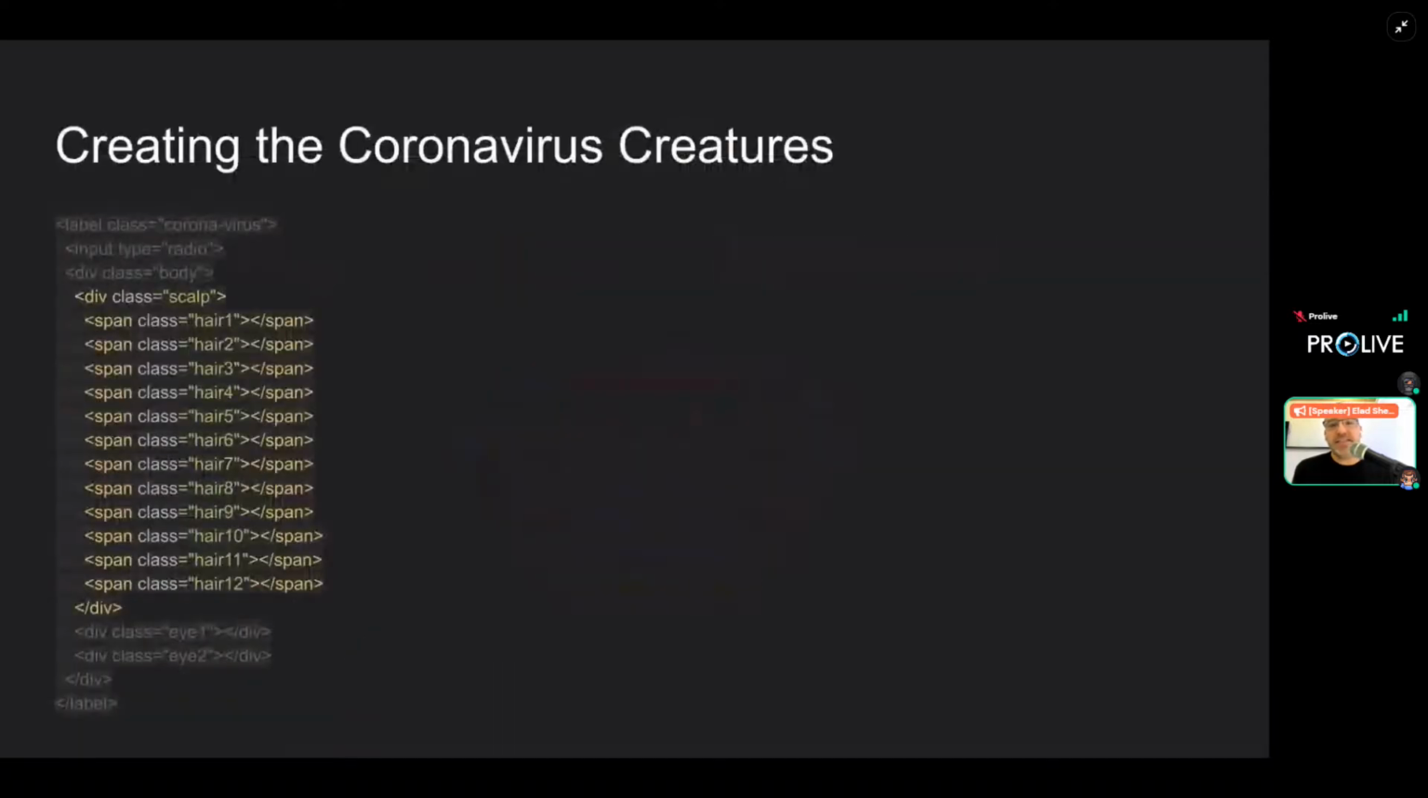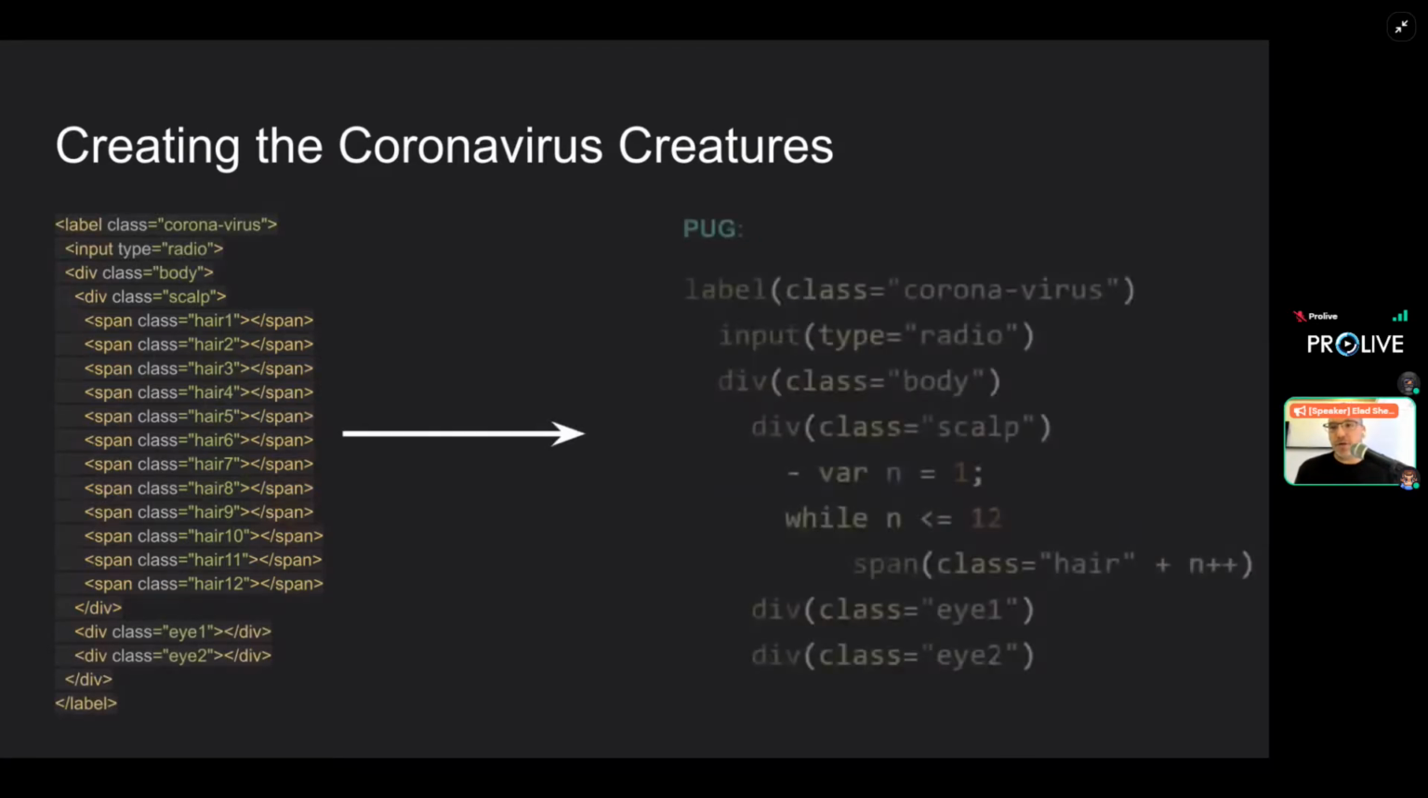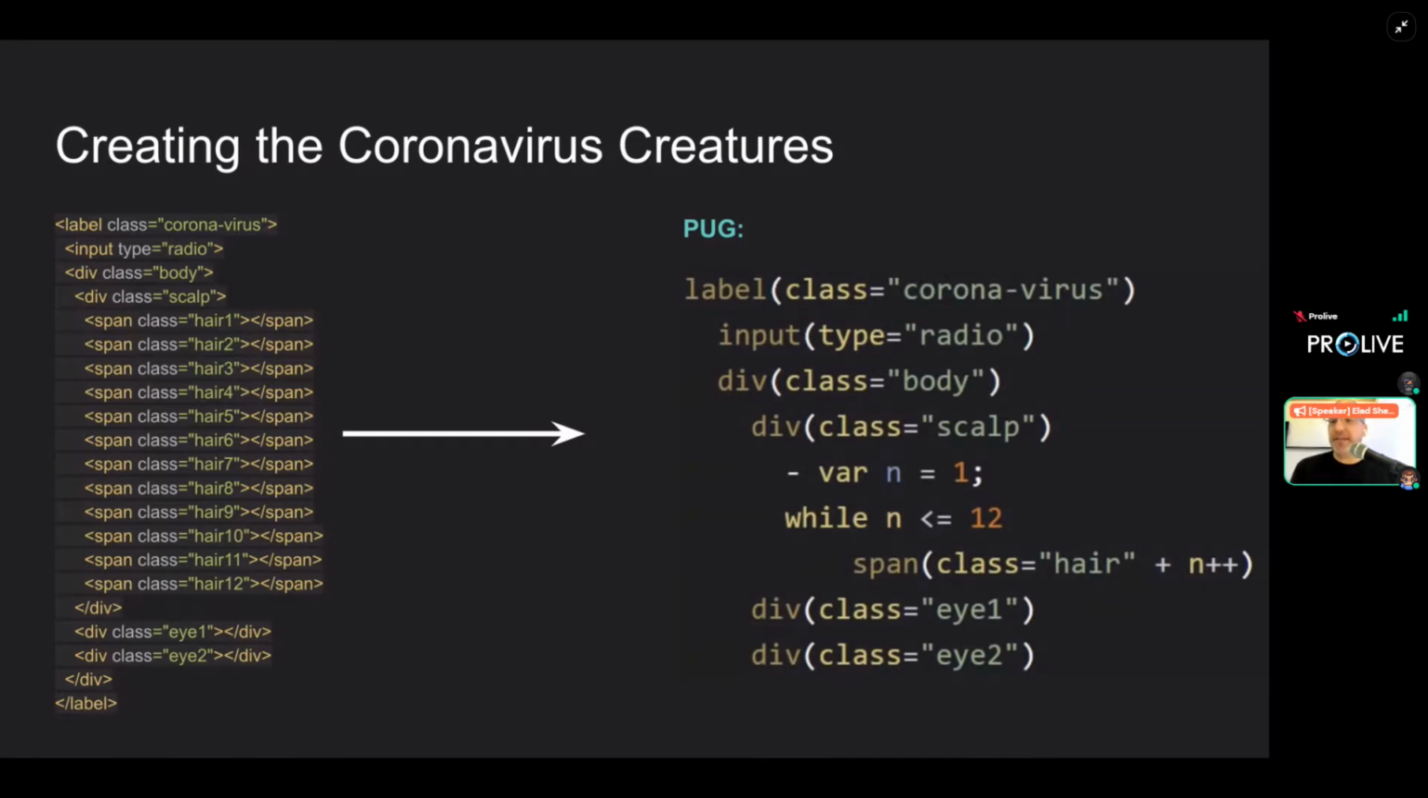And now, instead of doing this repetition, for example, all those 12 hairs, we can write it in a smarter way with Pug. We have variables, a while loop. But as you can see, Pug is compiled to regular HTML, but it's written very differently. And when you are working with Pug, you cannot write half Pug and half HTML. If you are working with Pug, you need to write everything in Pug. And this means that I needed to update all the HTML code to the new way that Pug is written. And yes, you need to get used to it.